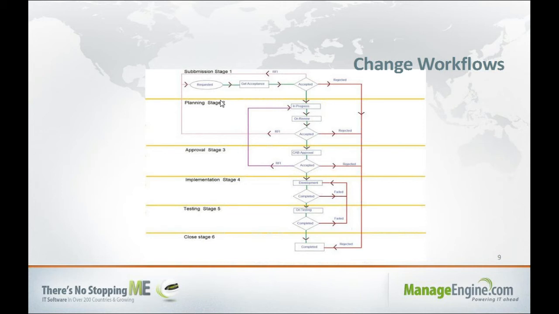In the submission phase, as soon as a change is requested and it's accepted, it goes to the next stage, planning. In case it gets rejected, you can go ahead and close that change, or if you need more information, it goes through the earlier stage once again. This process can be followed for each and every stage.